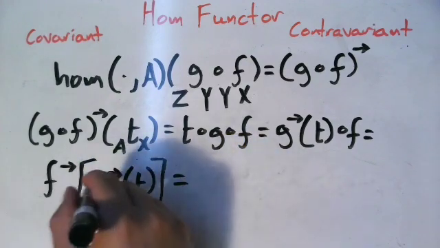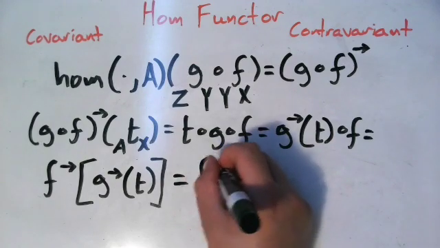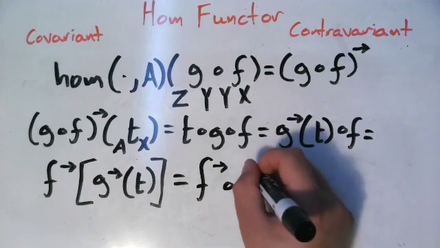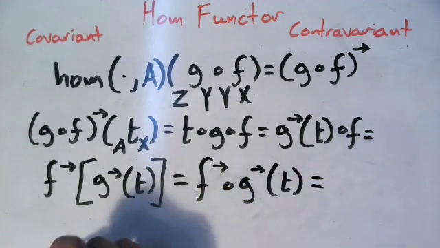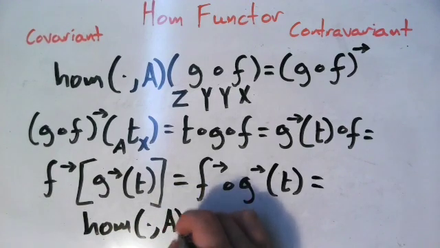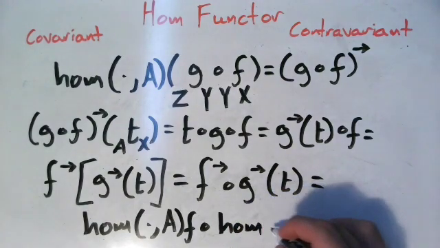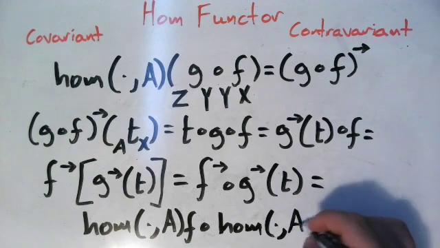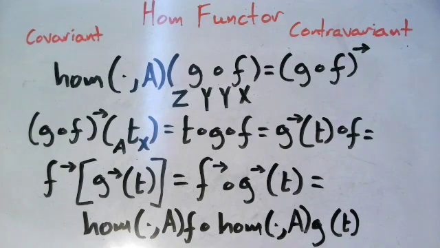And since these precede bys are just function definitions, we can compose them. But that just gives us the contravariant hom functor applied to F after the contravariant hom functor applied to G applied to t. So both the covariant and contravariant hom functors both preserve identities and preserve morphism compositions.